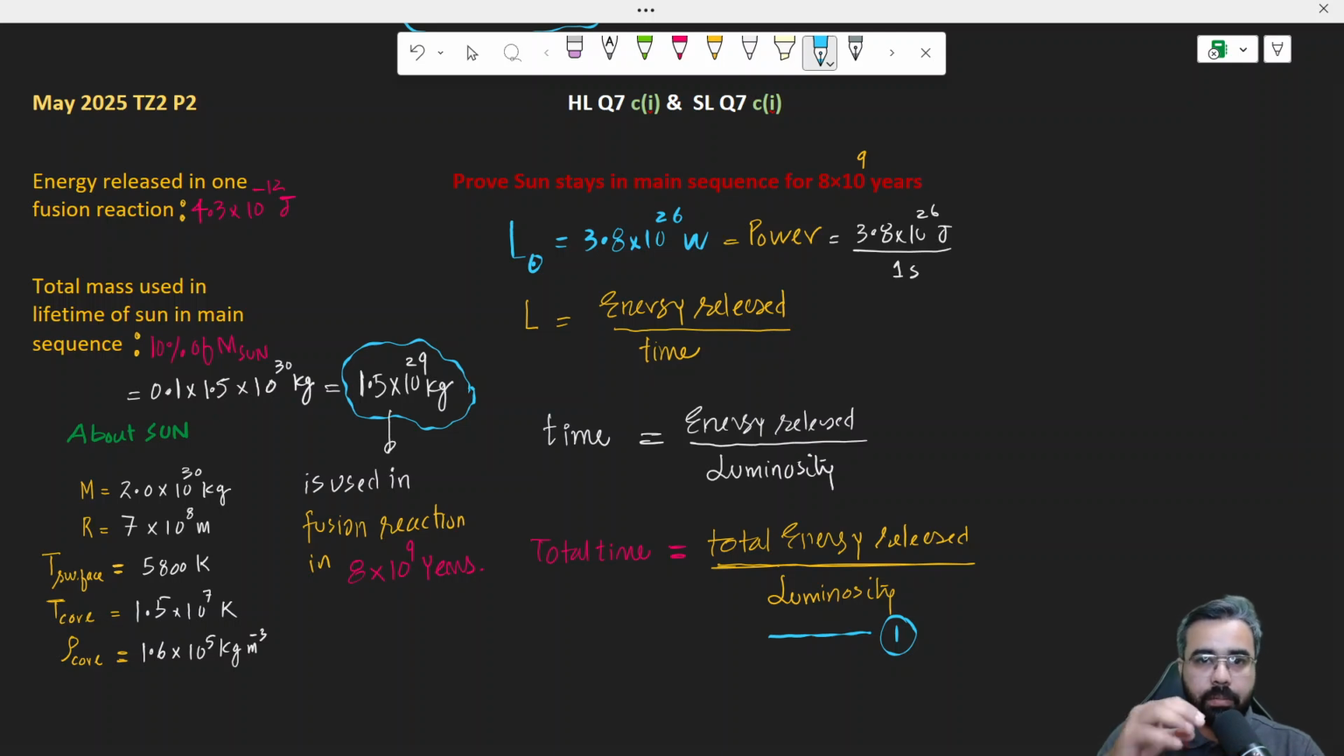Now if you want to know the number of reactions, you need to know how much mass was utilized, was exhausted in one reaction. Because we know the energy released in one reaction, and we know how much total mass is utilized throughout the time. But how much mass is utilized in one reaction? That will be 4 times the mass of a proton, meaning 4 protons were utilized.